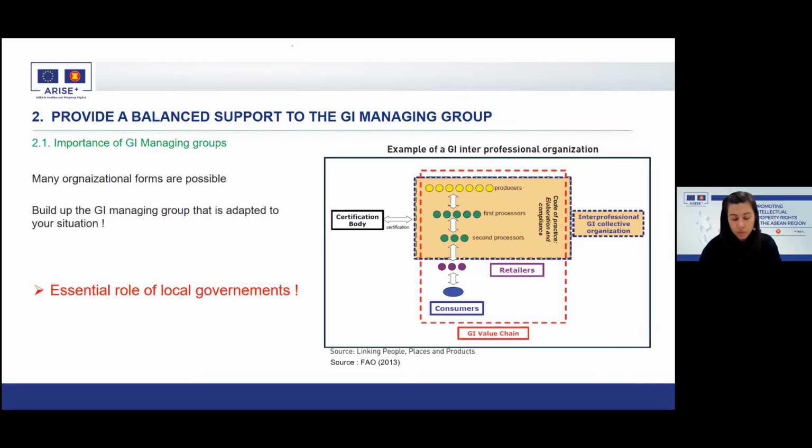This is where the recommendation of balanced support is very important. Public authorities have the very difficult mission to support and facilitate collective action, but without adopting too much of a top-down approach, because you also need to leave space for the farmers and processors to appropriate the project. So it's a very challenging role that local governments and public services have to play in the GI design and management.